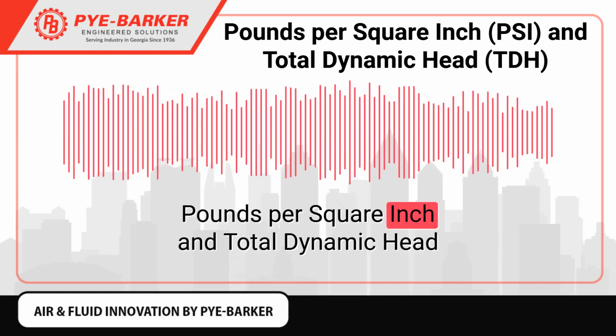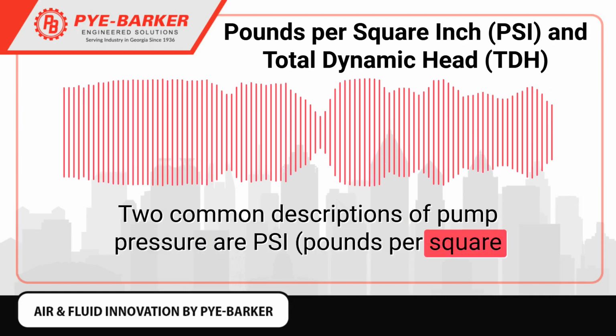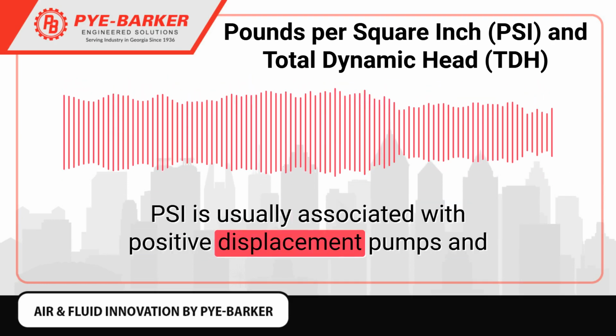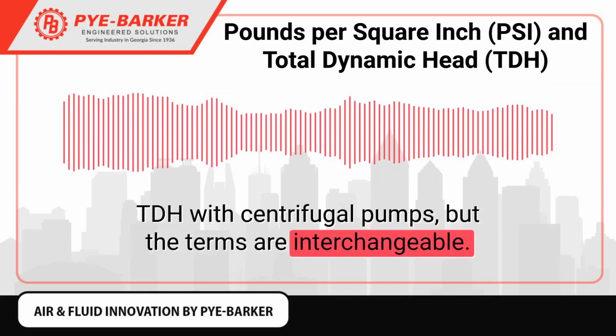Pounds per square inch and total dynamic head. Two common descriptions of pump pressure are PSI and TDH. PSI is usually associated with positive displacement pumps and TDH with centrifugal pumps, but the terms are interchangeable.